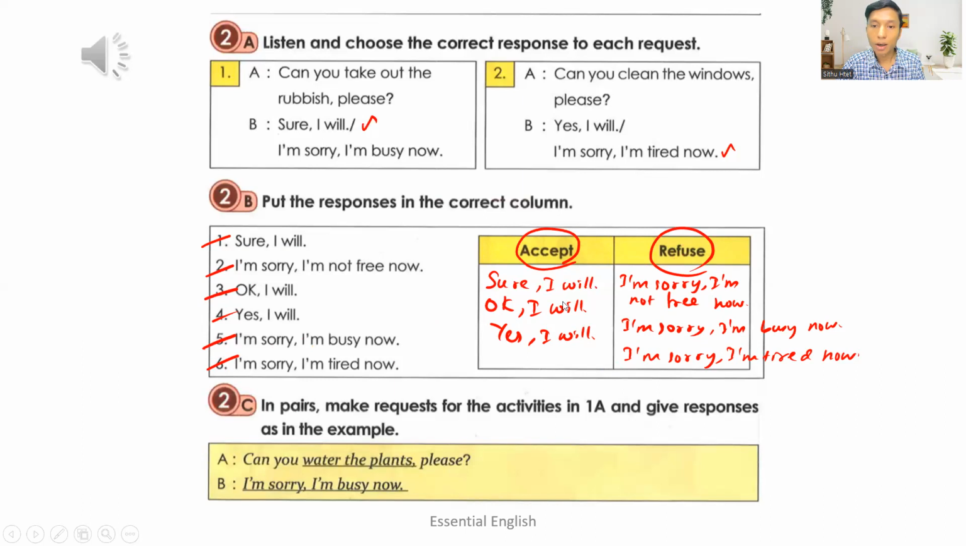Now let's read out the responses for the column accept. Sure, I will. Okay, I will. Yes, I will. Okay, and these are the responses for the column refuse. I'm sorry, I'm not free now. I'm sorry, I'm busy now. I'm sorry, I'm tired now.